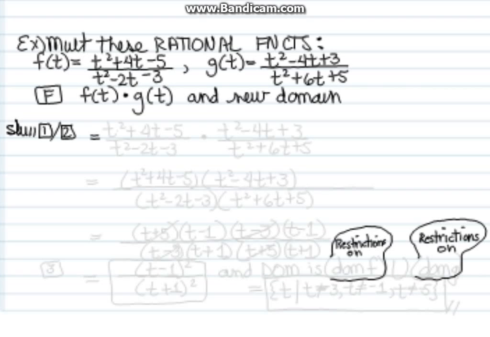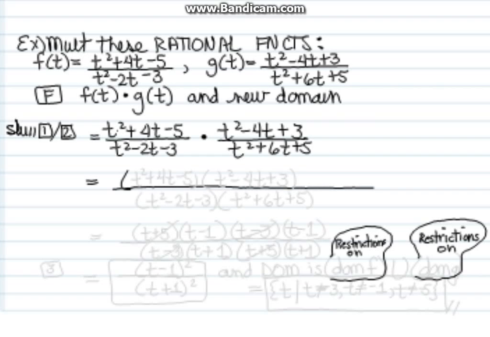For step 1 and step 2, we're going to do the multiplication of the rational functions: (t squared plus 4t minus 5) over (t squared minus 2t minus 3) multiplied by (t squared minus 4t plus 3) over (t squared plus 6t plus 5). We're going to put parentheses across the top to show that we're multiplying these two numerators together, and parentheses across the bottom to show that we are multiplying these two denominators together.